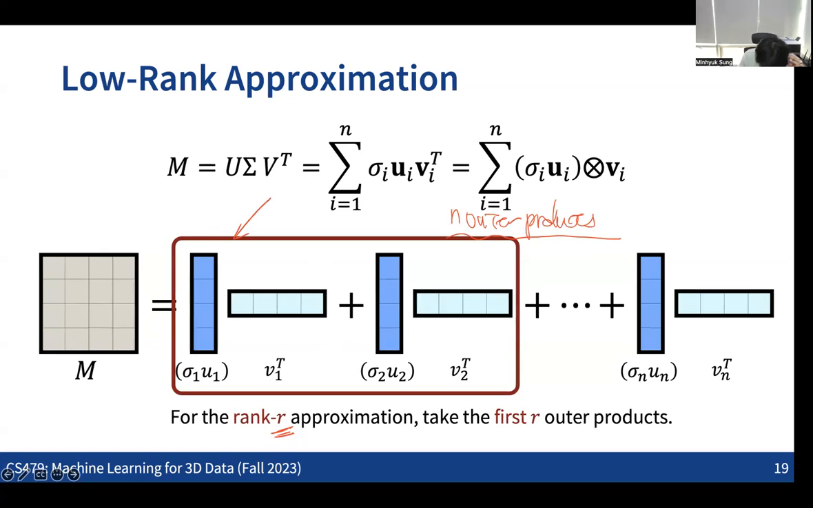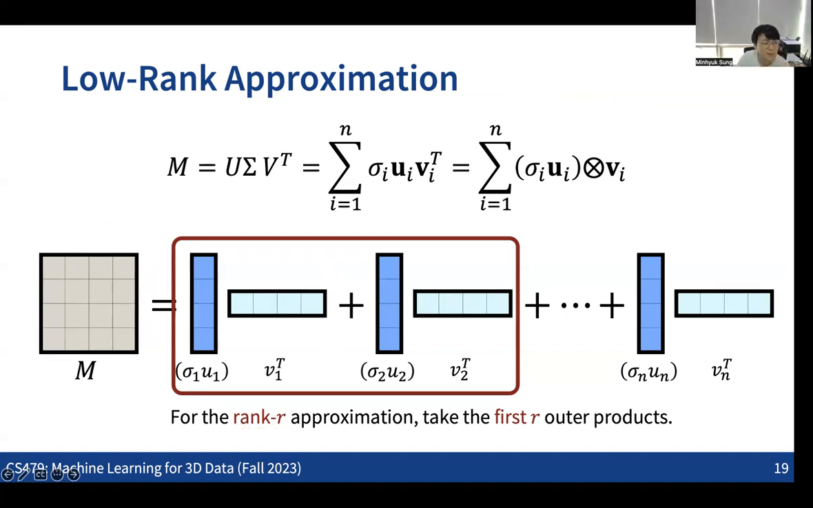If you want to do matrix compression, especially when you want to limit the rank of the output matrix to R, which should be much smaller than N, we can represent the given matrix as N components of outer products of vectors. Then we can just take the first R outer products. That becomes the best approximation, minimizing the difference between the input matrix and the output matrix.